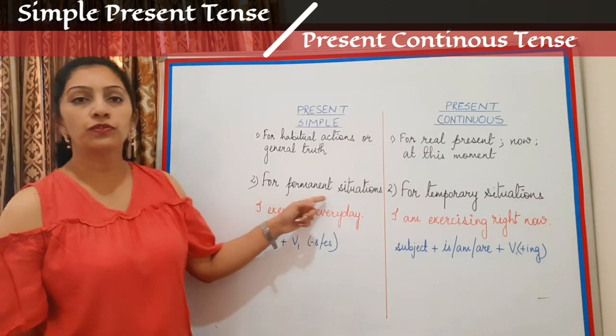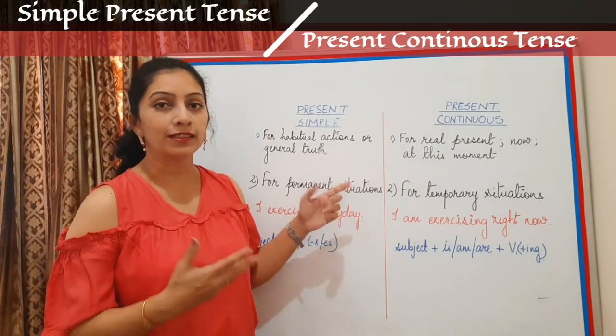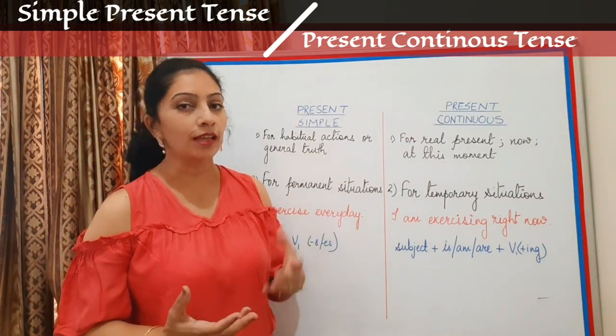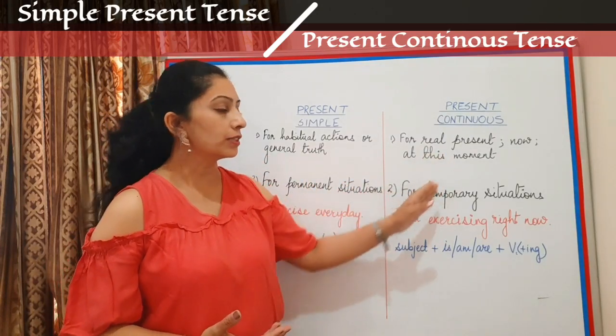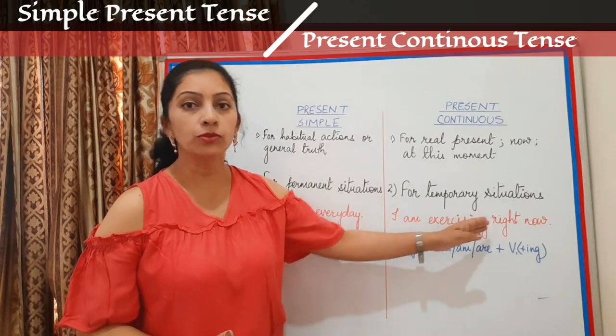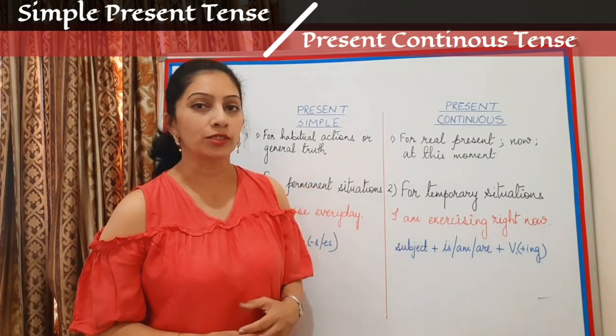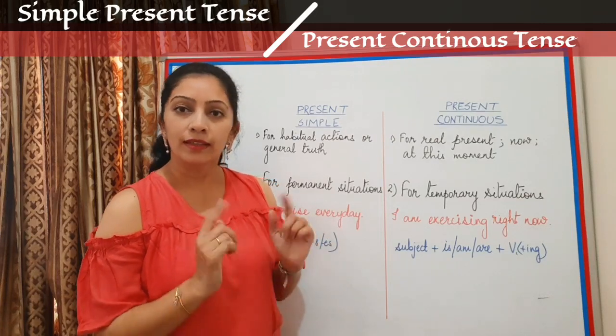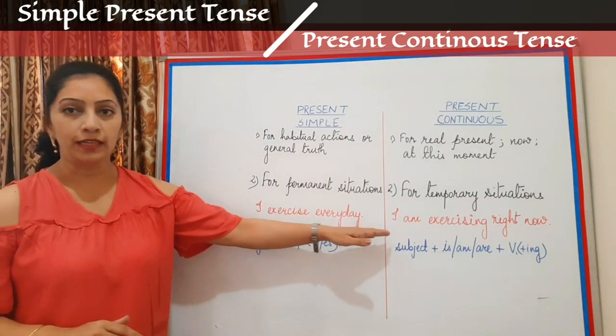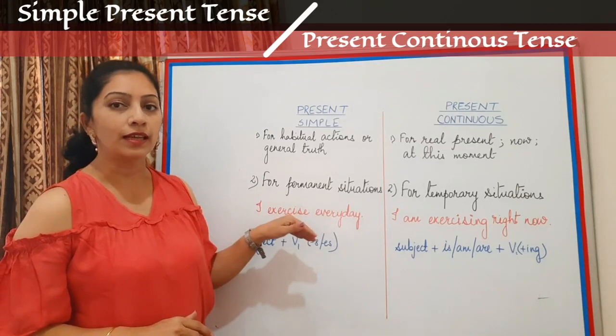So here in continuous tense we talk about actions that are happening now, at this moment. Simple present is used for permanent situations, like situations which generally do not change and can go on for a long time. But present continuous tense is used to talk about temporary situations which are happening only for a short period of time.